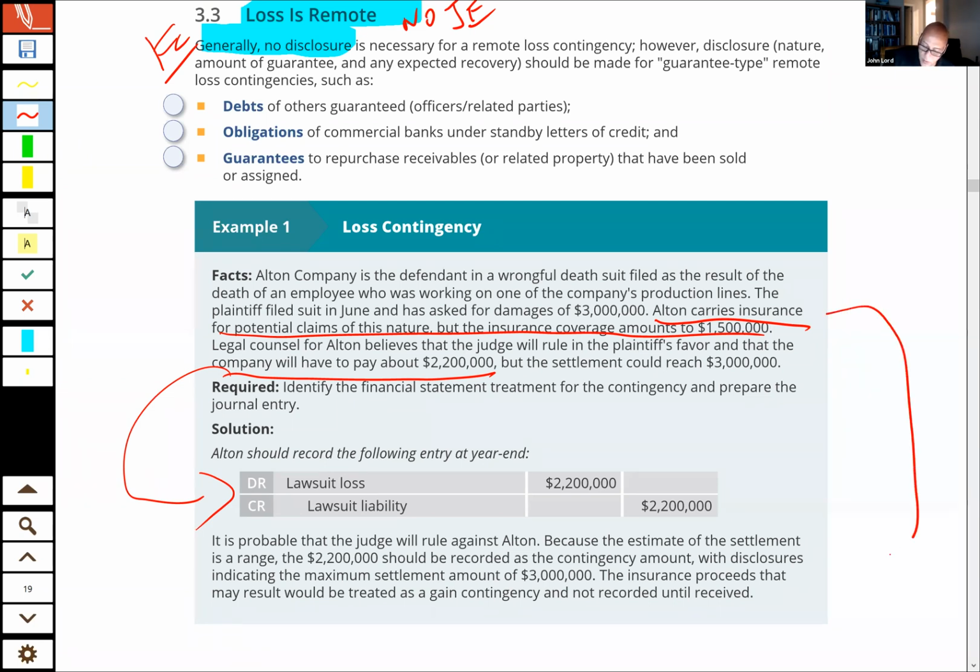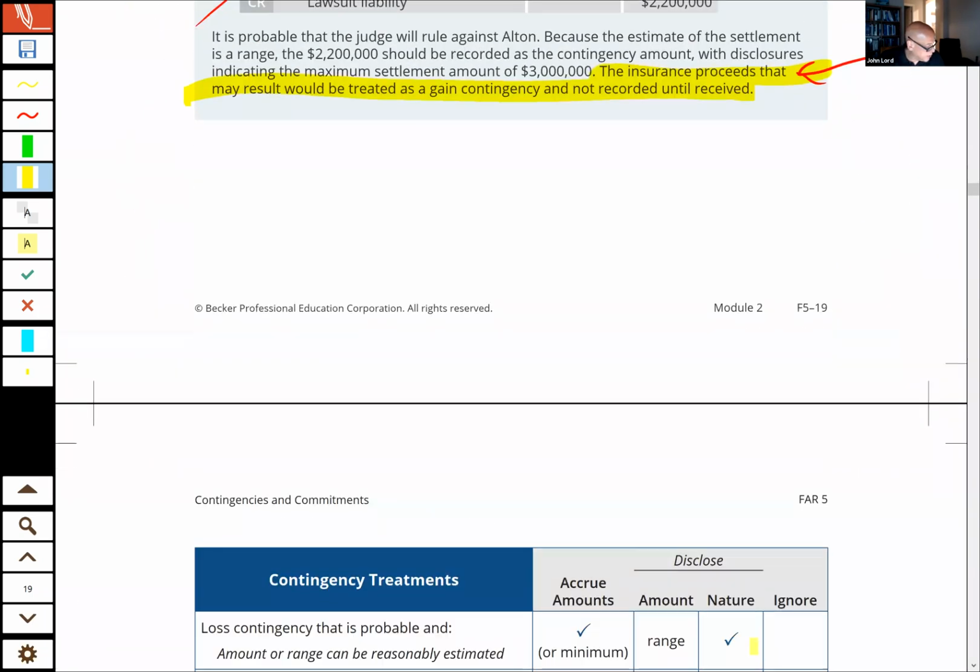But what I really want to make sure we're clear on is that insurance proceeds are not part of the consideration of the amount of liability and loss that should be booked, because that's now some sort of contingent gain, and we only do what? We disclose contingent gains. Okay, good.